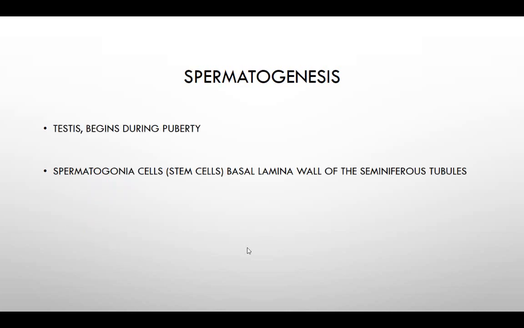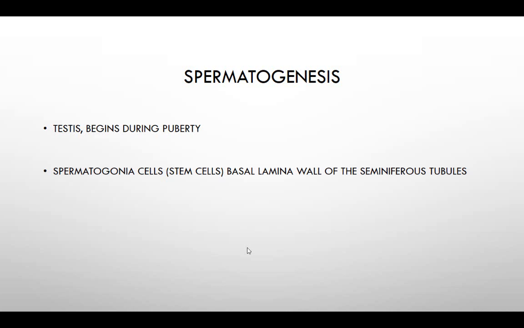So we'll start by looking at spermatogenesis, which takes place in the testes and begins during the puberty years. Testosterone does play a role in this process, along with follicle stimulating hormone, which comes from the anterior pituitary gland. And this whole process of creating sperm starts with what we call the spermatogonia cell, which is the stem cell that's going to eventually help create these sperm cells.